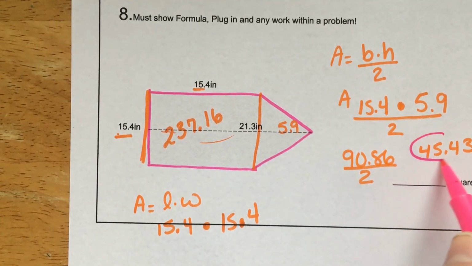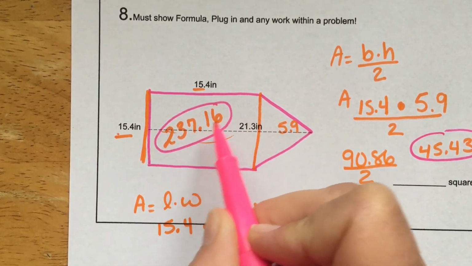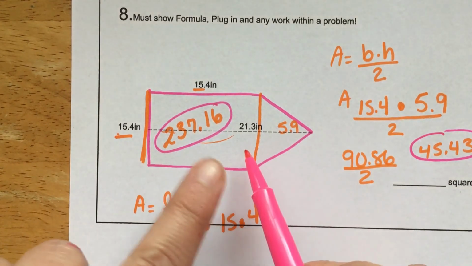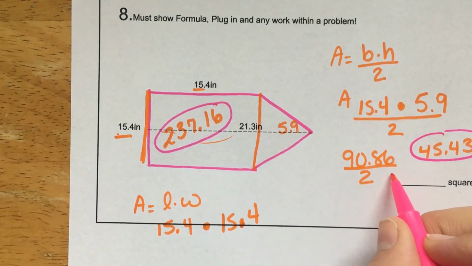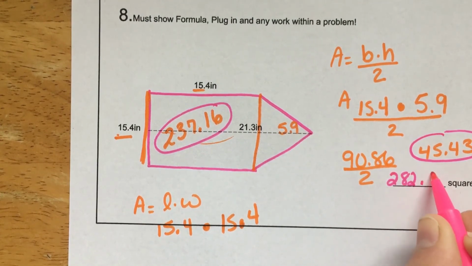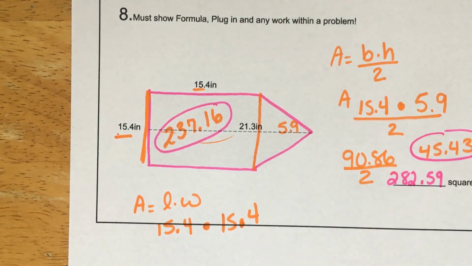I'm not done. I've got to take my two answers now. I've got to take my 45.43 and my 237.16, and I have to add those together because the two shapes are added together. So I have to add them together, and you should get 282.59 square inches. That's it. That's a review for your quiz.